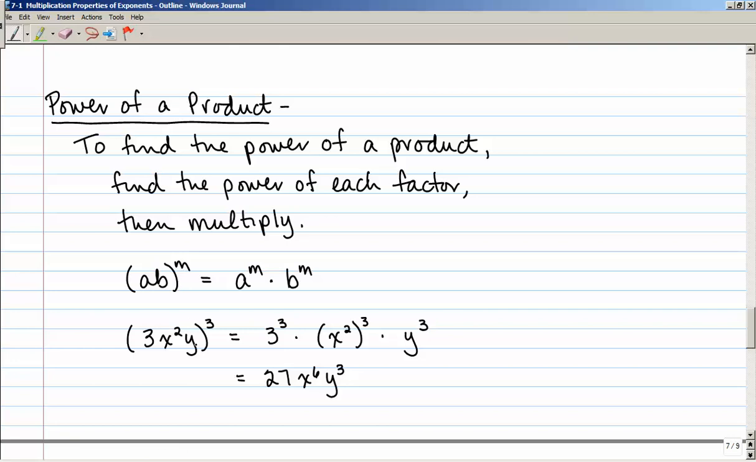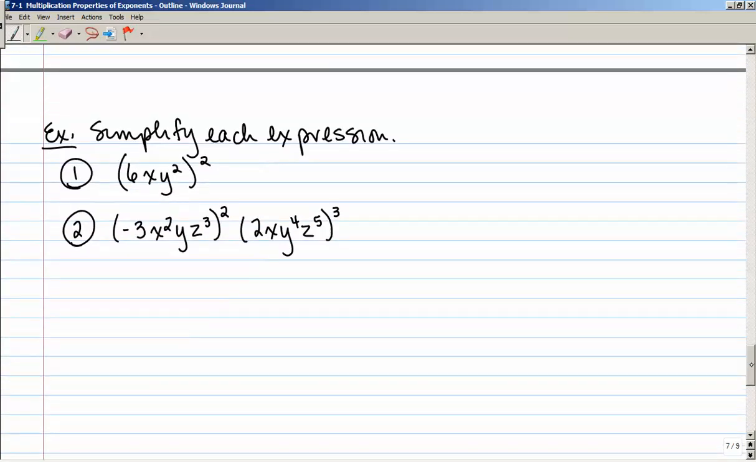3x squared y, all raised to the 3rd power. This 3 exponent out here applies to the 3 coefficient, it applies to x squared, and it applies to y. So I can rewrite this as 3 cubed times x squared cubed times y cubed. 3 cubed is 27, x squared cubed is x to the 6th, and y cubed is y cubed. Let's take a look at a couple examples.